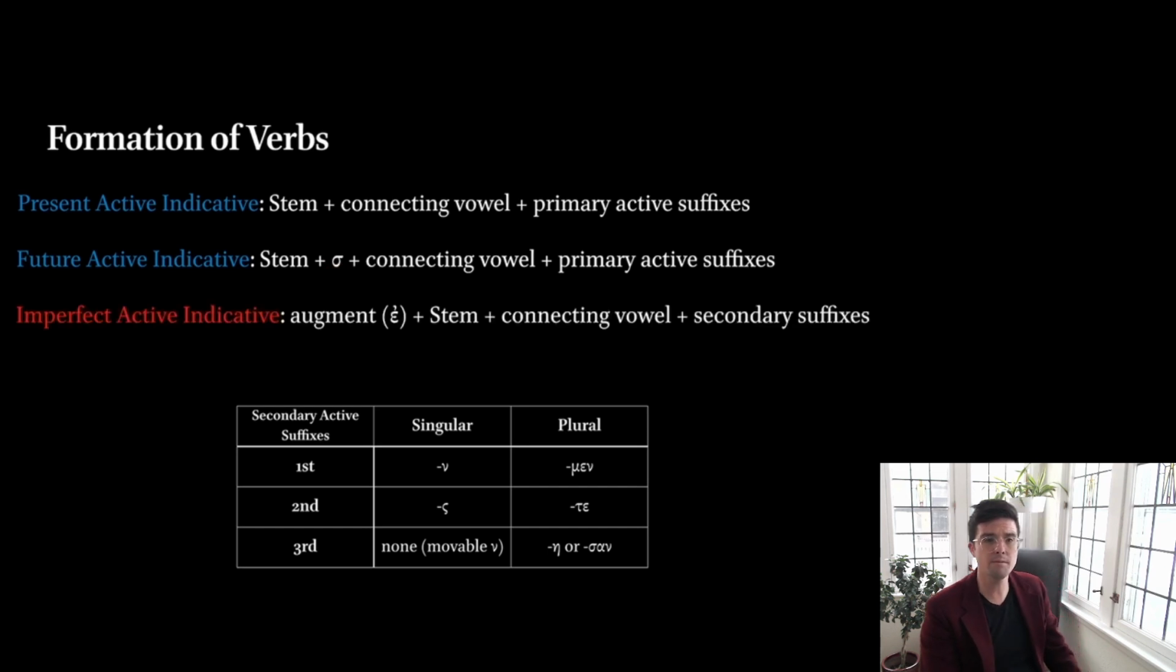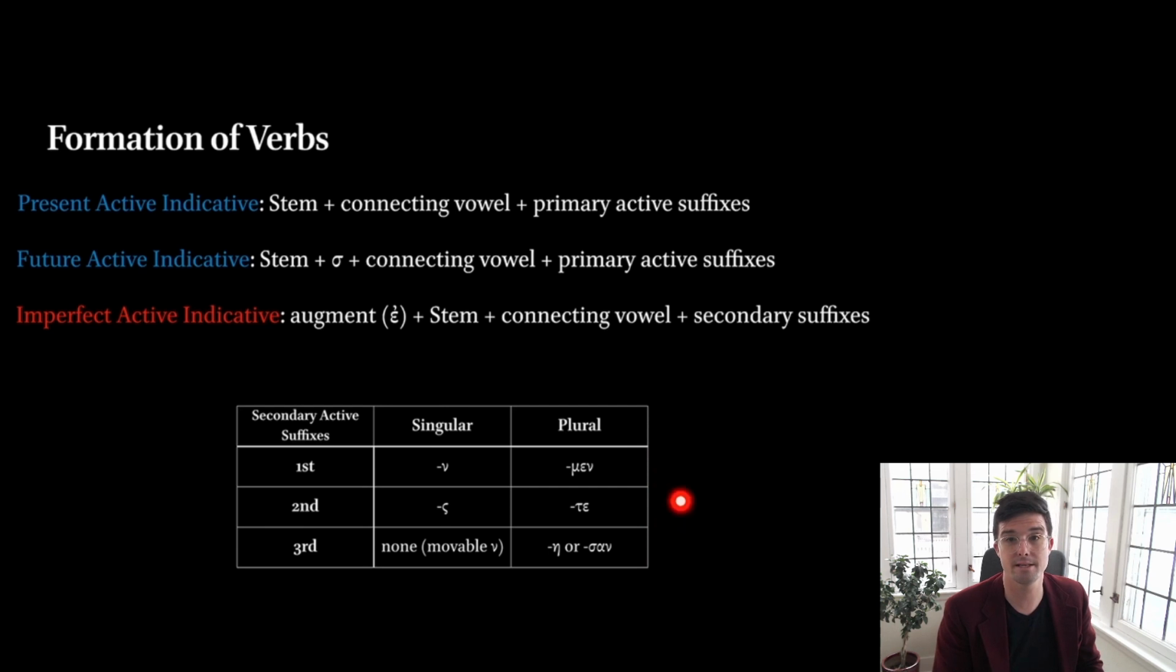When it comes to the imperfect active indicative, we have something new that we have not yet seen in this class, and that is a prefix that is added to the beginning of the word. So if a suffix means something that comes at the end, a prefix is something that comes at the beginning. And in this case, it is what is called an augment. Usually you will see the augment as an epsilon. We'll talk about other forms of the augment in just a moment here, but it is stuck on the word before the stem, the verbal stem, and then you have the connecting vowel, and then you have the secondary suffixes that are added after the connecting vowel.